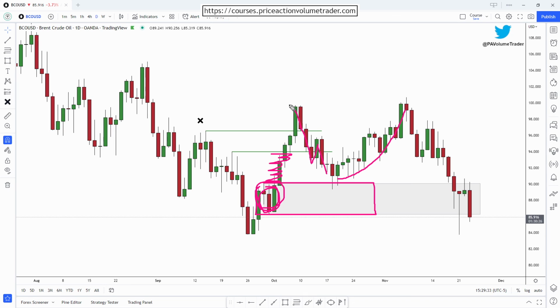Okay, and then you can see right here, this pretty much just faked out this high and closed back in, and then that started a pullback. And then, you know, we had this support, and once we broke this right here, that was clear confirmation that now market structure shifted to the downside.